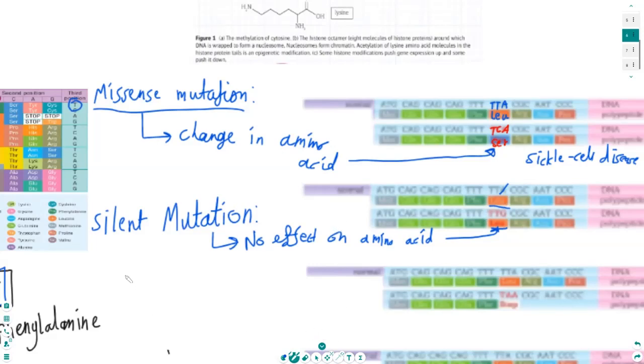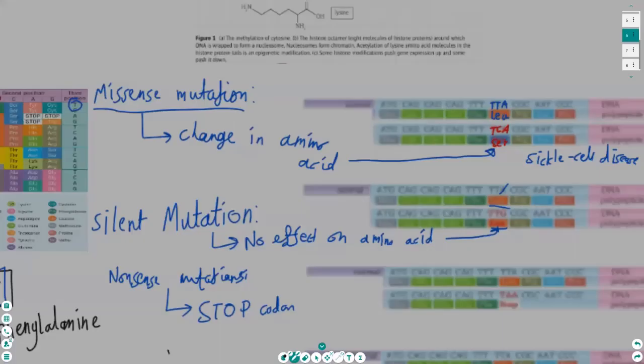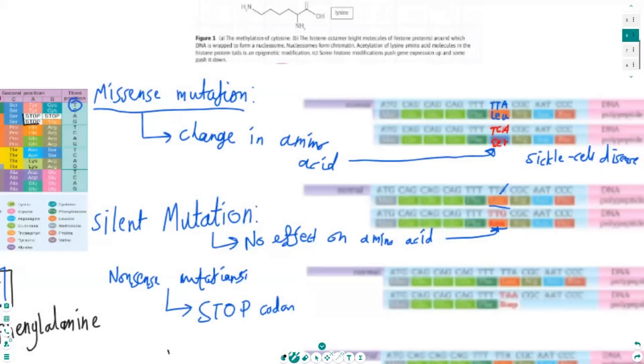There are also nonsense mutations. That changes a codon to make a stop codon. Now a stop codon, you can probably see in the table here, that there are three codons that code for stop. And stop means end protein synthesis, that's the end of the protein.